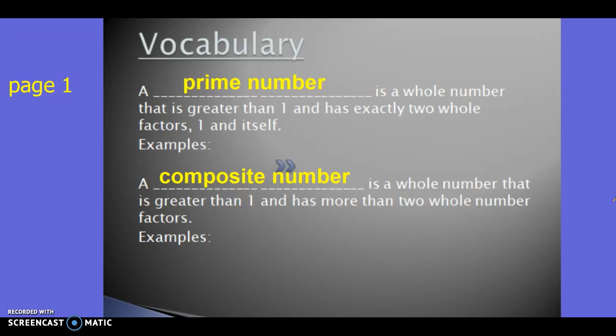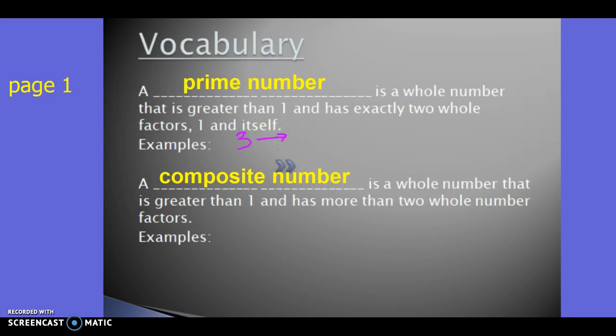Please have your packet open to page 1, and let's start taking some notes. So a prime number is a whole number that is greater than 1 and has exactly 2 whole factors, 1 and itself. So an example of a prime number would be the number 3. 3 only has 2 factors.